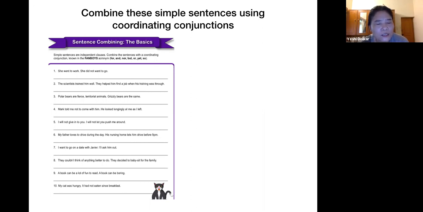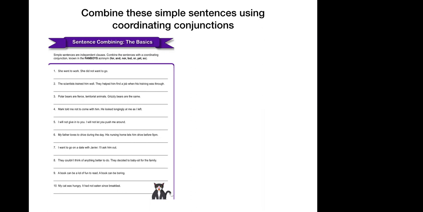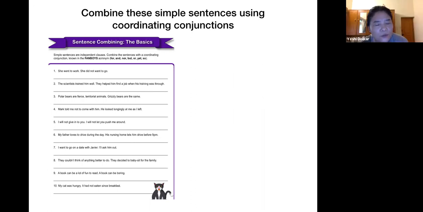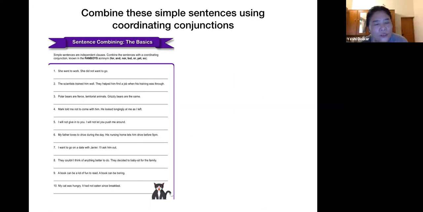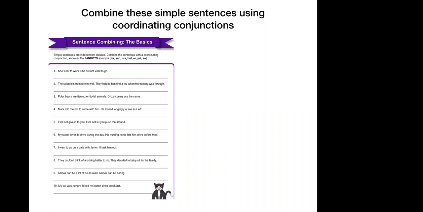They decided to babysit. So they decided to babysit for the family. All right. So they decided, okay, I couldn't think of anything better to do. So they decided to babysit for the family. Okay. What about number 9?